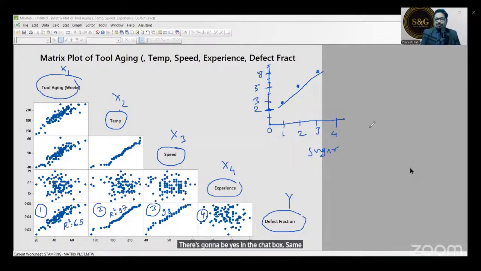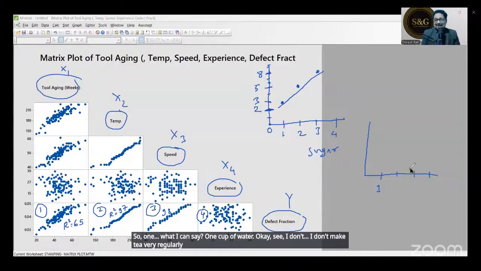Now let's say the same thing for the water. Let's say the same cup of tea I want to make. So one cup of water. I don't make tea very regularly, so please pardon me. I'm just giving you an example. 2, 3, 4.